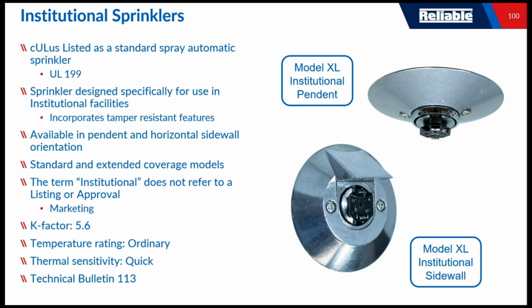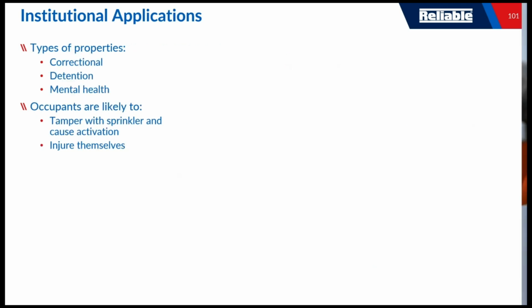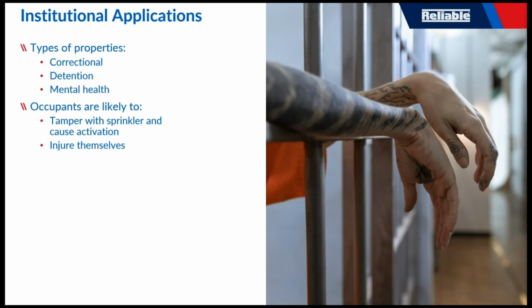It's really about us creating a really good mousetrap and then providing it to our customers to be installed and used for that application. So some examples of places where you'd use institutional would be correctional, detention, and mental health. The occupants in those spaces are going to potentially hurt themselves. They're going to cause damage to the sprinkler system just to become a nuisance.